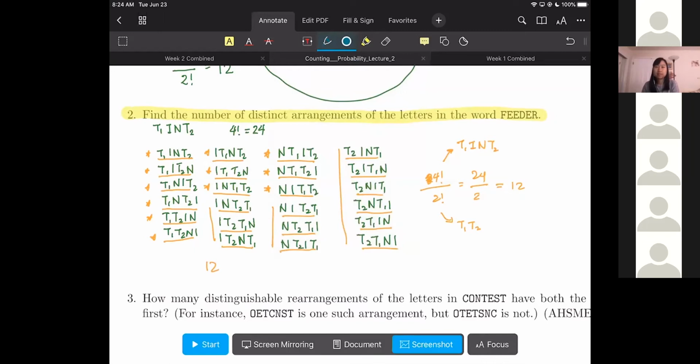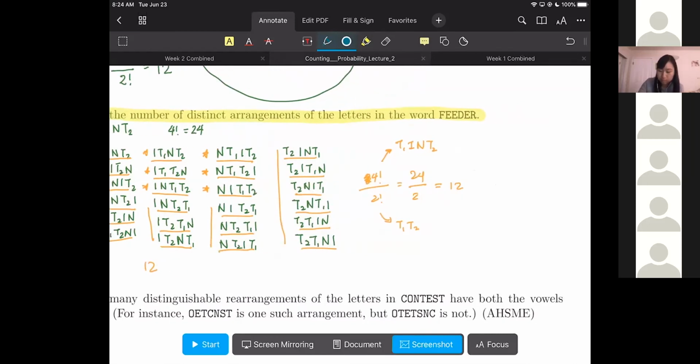So feeder has 6 letters, but 3 are repeated. So that'll be 6 factorial divided by 3 factorial. And then the 3 factorial cancels out when you expand. So it'll be 6 times 5 times 4, and that's 120. Yep, that's right.